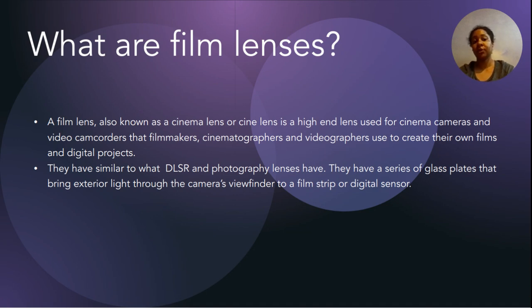and they have glass plates that are fitted to bring exterior light through the camera's viewfinder to a film strip or a digital sensor, because the light goes through the lens. So basically it's a reflector, and it projects light and you'll be able to see, that's how you view the subject.